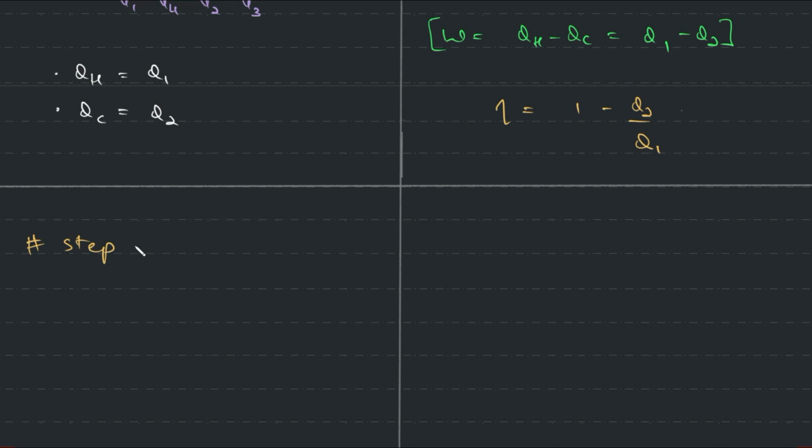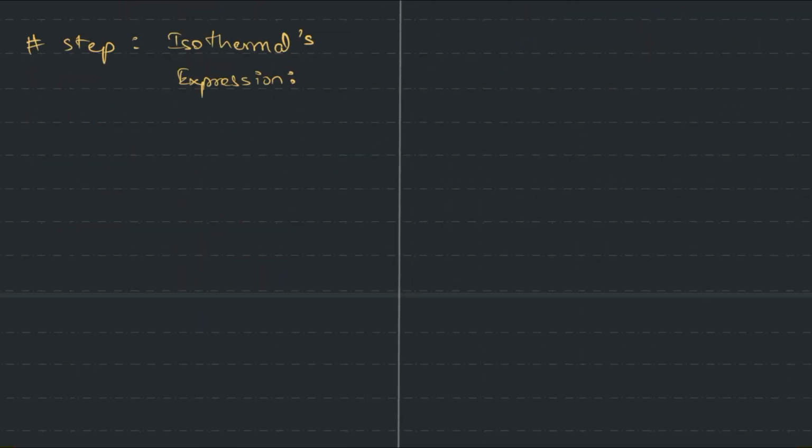So step 2, we are looking at the isothermal expression actually. That should be your heading. Okay. So let's start with the isothermal expression. What expression do we know? We know that Q, which is equal to W, work by the system, is given by nRT natural log of V final by V initial. Right guys? So this is the expression we know.